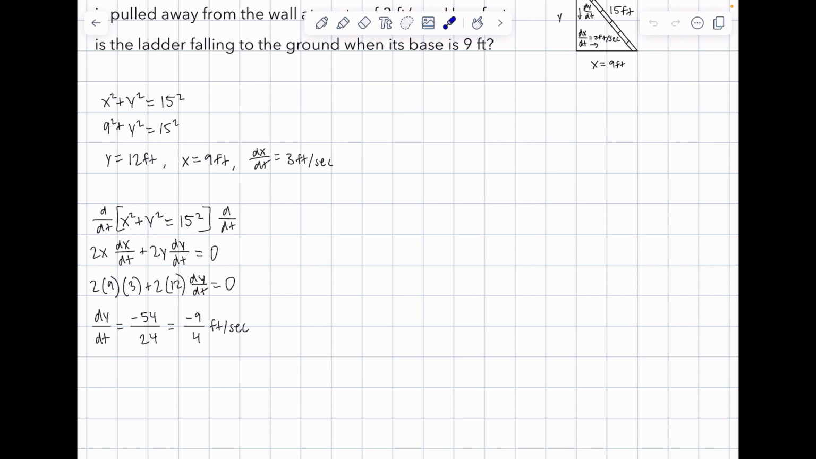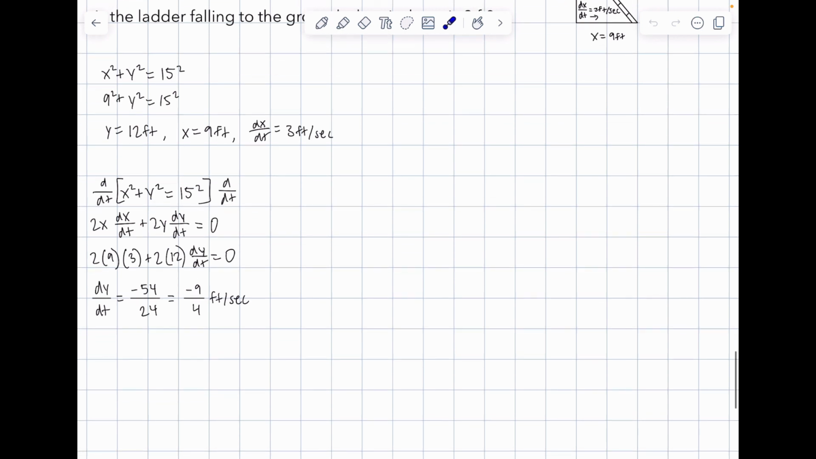So now we're going to differentiate the Pythagorean theorem function here with respect to t. And when we differentiate with respect to t, that means we're going to have to attach a dx dt to the x variable and a dy dt to the y variable. So that's why we get 2x times dx over dt plus 2y times dy over dt equals 0, since the derivative of a constant is 0.